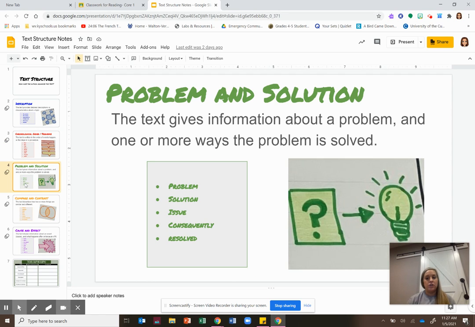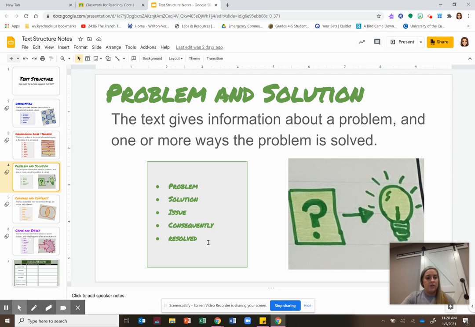The next text structure is problem and solution, and this is obviously going to be found in both fiction and nonfiction. This is when the text gives us a problem and then gives us one or more ways that that problem is solved. So those keywords you're going to look for are problem, solution, issue, consequently, and resolved.